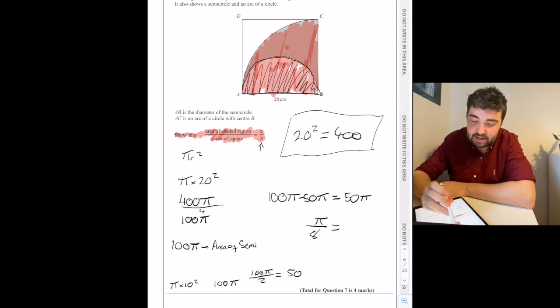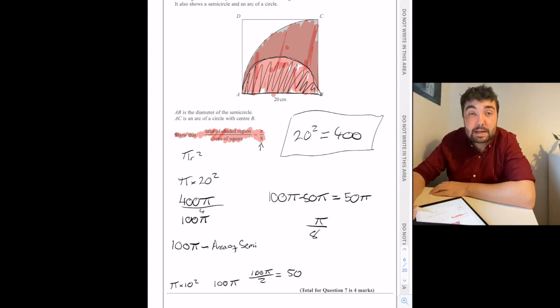Got pi over 8. Let's get rid of our equal sign because we chaotically simplified that to finish off this absurd page of chaos. Now to the next question.